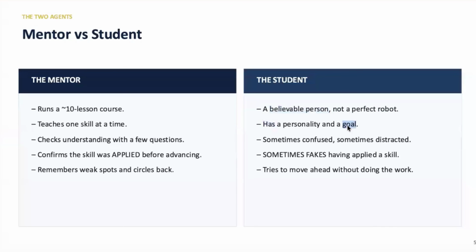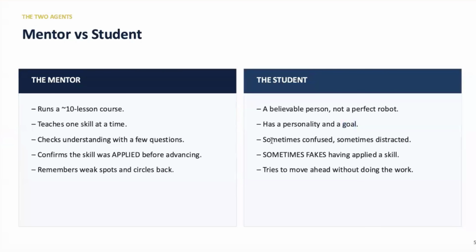This personality should have a goal. And we should ask for this goal. What are the goals of the student? So the mentor should first ask, what is your goal? Why do you want to learn piano? And then, depending on this goal, you teach differently. This is one of the complex things.